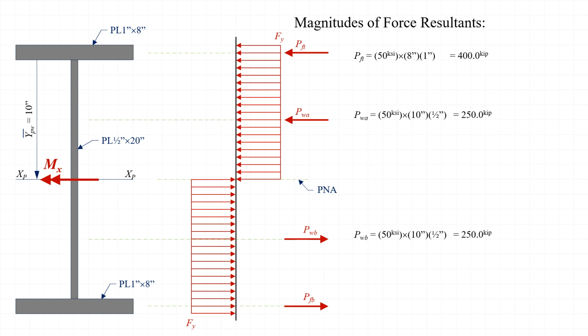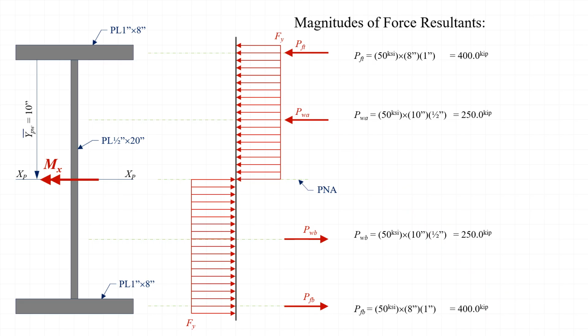Next, we can calculate the force resultant in the web below the plastic neutral axis as 50 ksi times the depth of the web below the plastic neutral axis, 10 inches again, times the web thickness of a half inch, which is again equal to 250 kips.